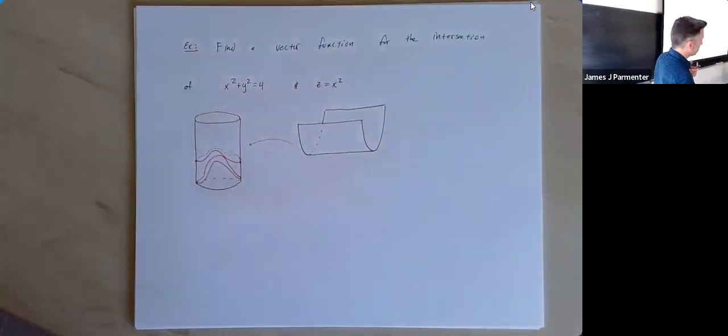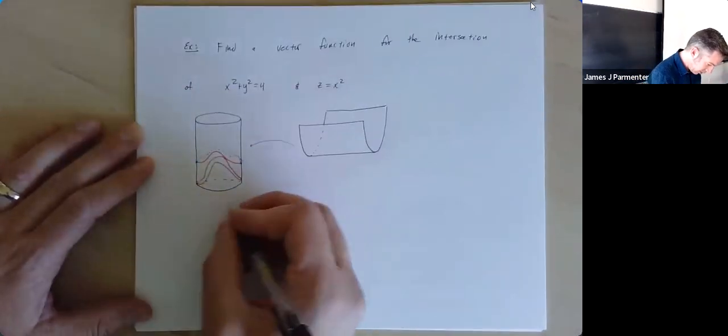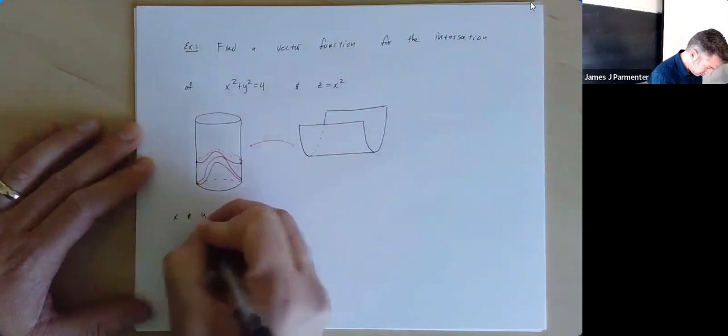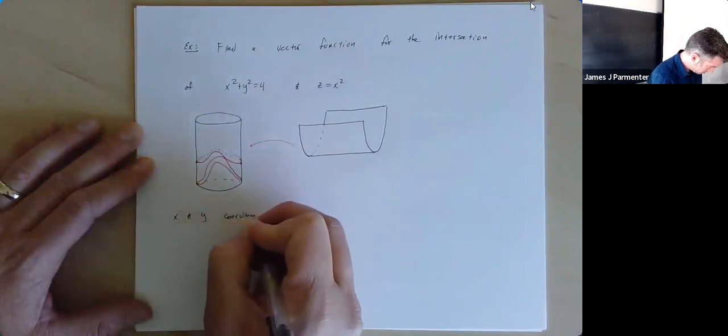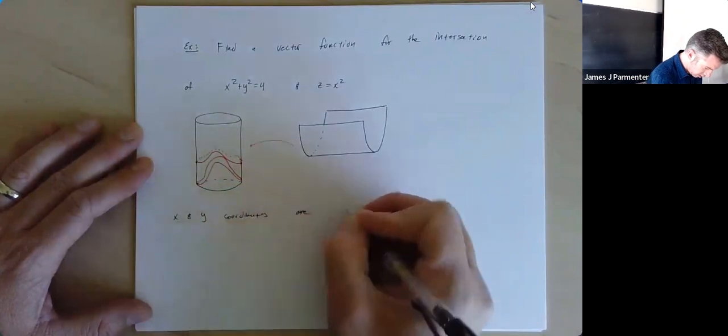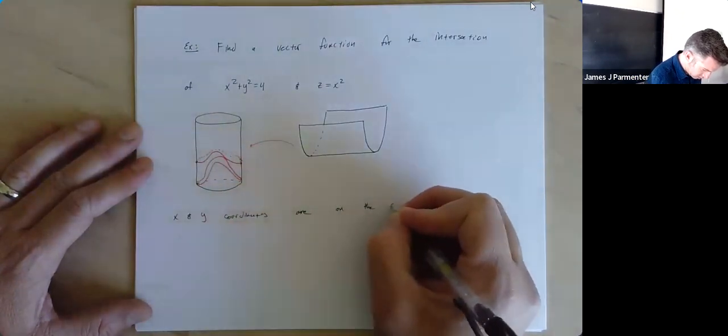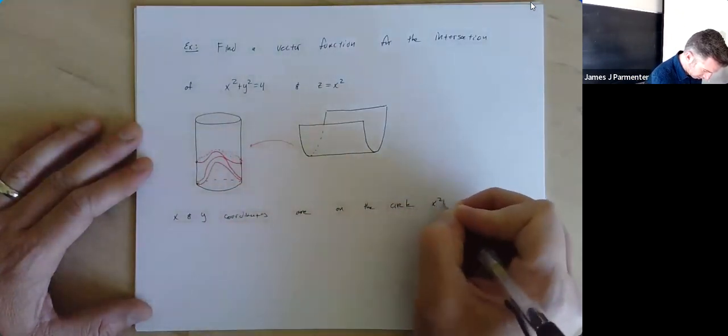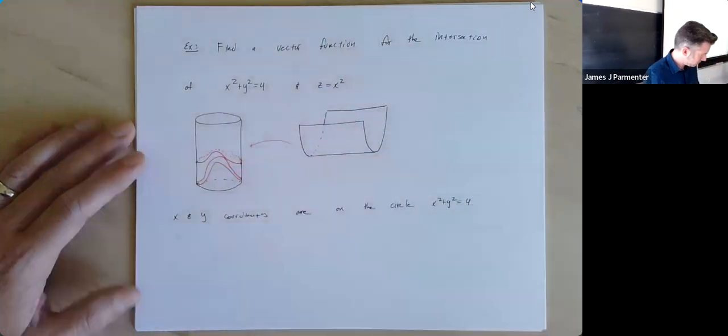The point is, we would really like to actually write an equation for this curve using not just x squared plus y squared equals 4 and z equals x squared. So what we're going to do is parameterize things. The x and y coordinates are on the circle x squared plus y squared equal to 4.